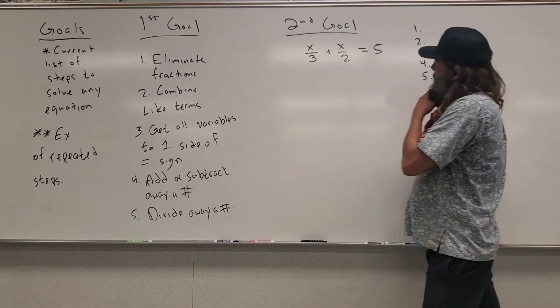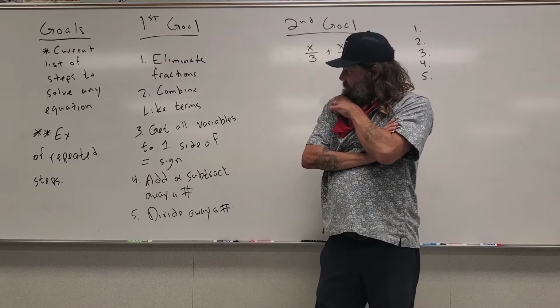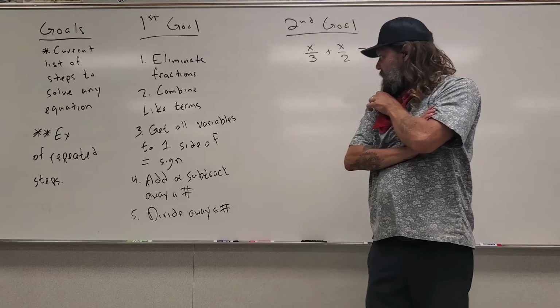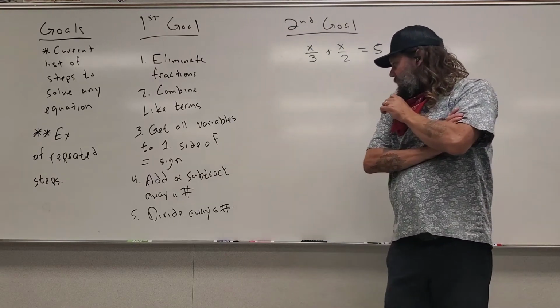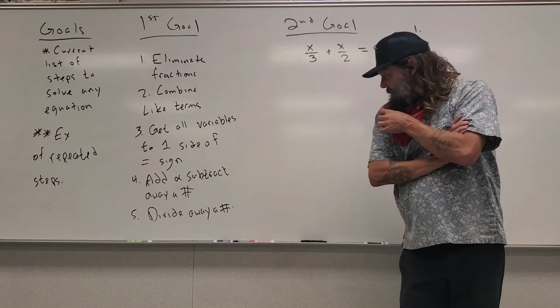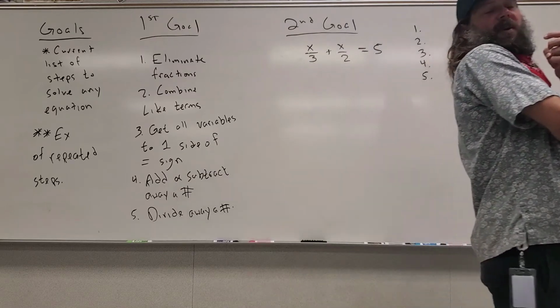And the steps are: the first thing we're going to do is eliminate fractions. The second step is to combine like terms. The third step is to get all variables to one side of the equal sign. The fourth step is to add or subtract away a number. And our fifth step is to divide away a number.